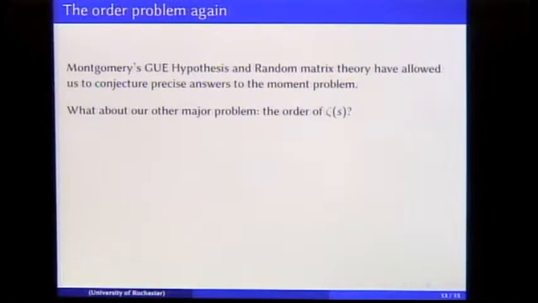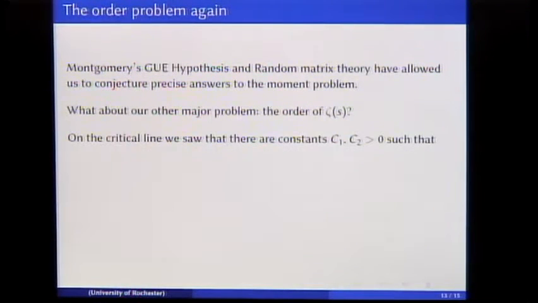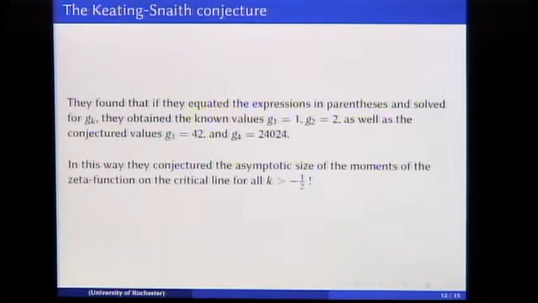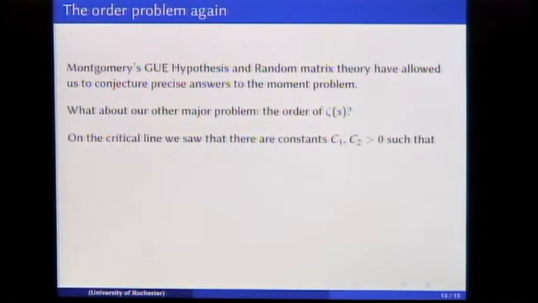And that's proved true. So now, in light of GUE pair correlation, let's look at some of the consequences to some of these problems I discussed in the first talk. Like, what about the order problem? Okay, so the moment problem, I lost track, I got excited. Okay, so we were talking about the moment problem there.